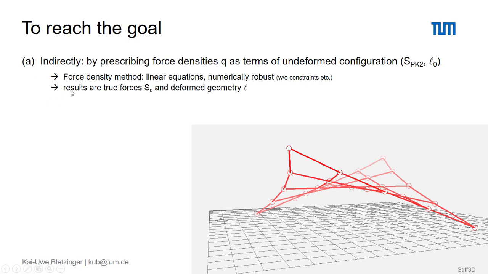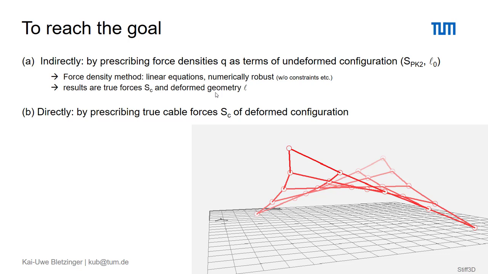And the result of this approach is a combination, a compromise if you like, of the true forces S_c, that were the Cauchy forces, and the deformed geometry. We call it here simply L, the length of the individual links. So we get both of them by this approach.